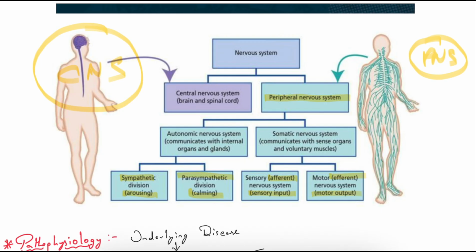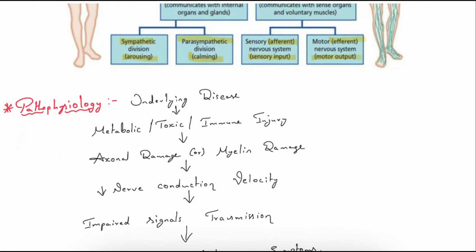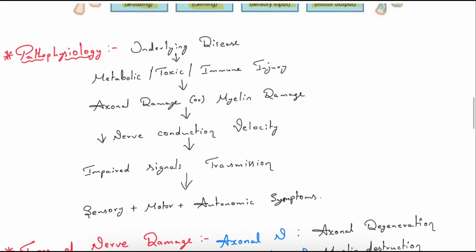Next one, somatic nervous system. That is the main thing right now in peripheral nervous system we have to learn. In sensory nervous system, mainly we saw pain, touch, and temperature. In motor efferent nervous system, we saw muscle strength, right? So, if you're seeing pathophysiology, first of all we have to understand the mechanism of nerve injury.